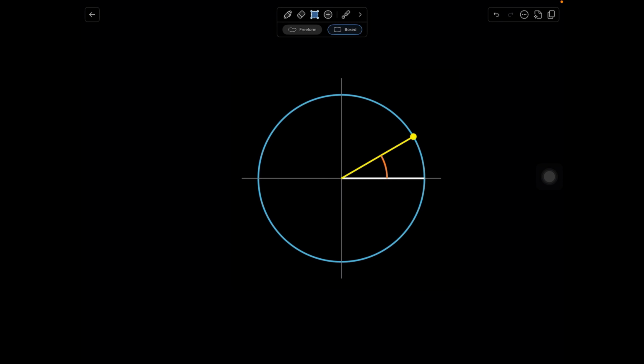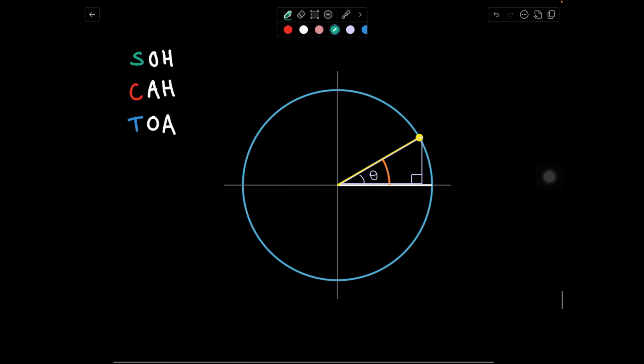Now that we know what radians are, I'm going to show you how sine, cos and tan relate to our unit circle. I'm sure everyone was introduced to trigonometry using SOHCAHTOA, and I'm going to show you how those definitions relate to this unit circle as well. So if we have this triangle and we put it here, we can find sine. We know sine is equal to opposite divided by hypotenuse.